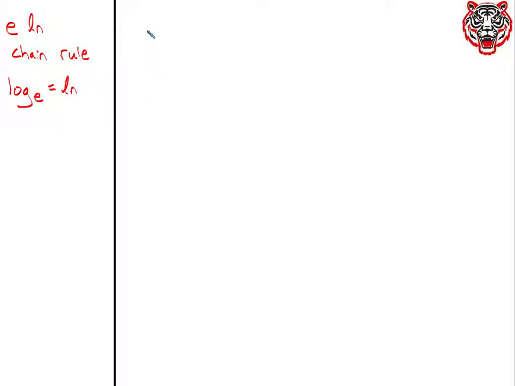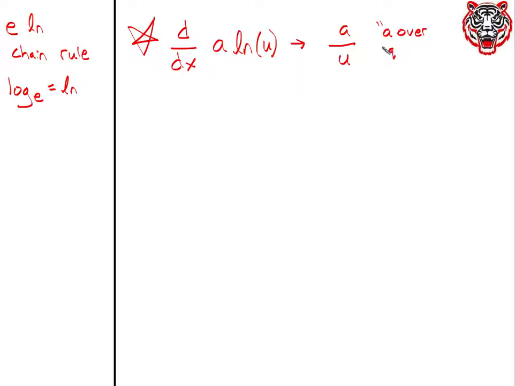So here's your rule. Second rule, second most important thing I can give you today. The derivative, d/dx, of some coefficient a times natural log of some inner, u, that turns into, and this guy can be confusing, so remember him, a divided by the inner, a divided by u. So think of this as a over quantity, whatever quantity you started with inside the parentheses.